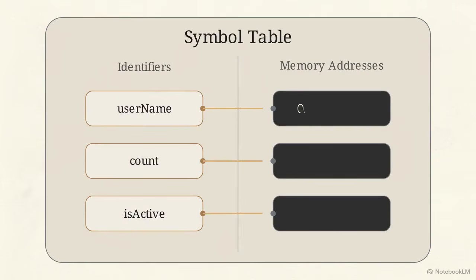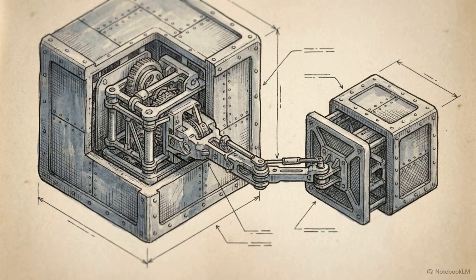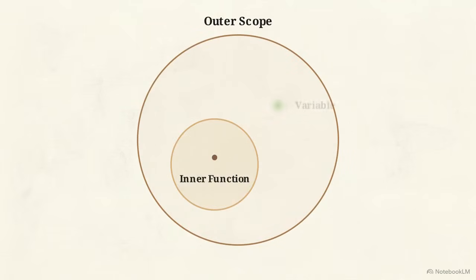It actively maps the text identifiers you wrote in your script to the precise hexadecimal memory addresses where the data will actually live. This mapping becomes complicated when a program creates a closure. A closure occurs when an inner function continues to reference a variable that was declared in an outer scope's lexical environment. This creates a direct mechanical conflict.